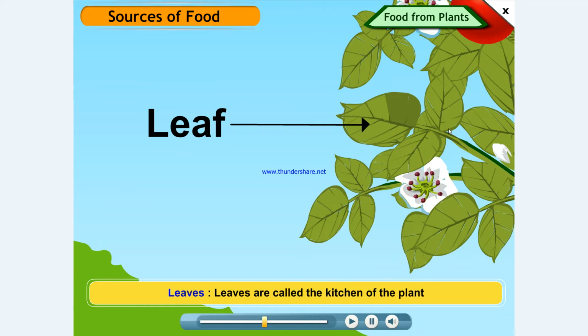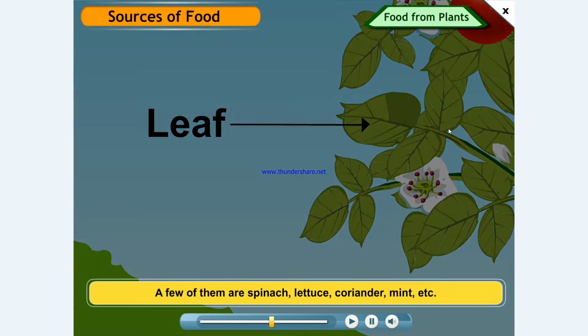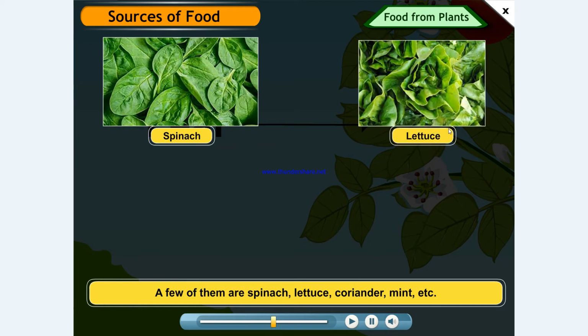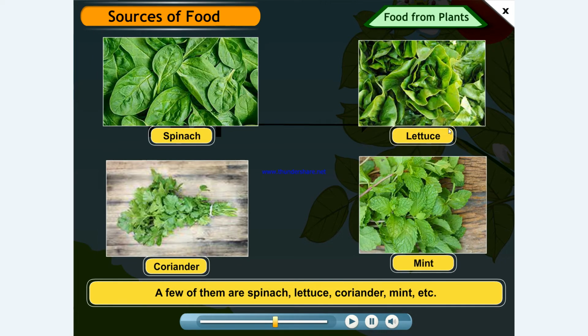Leaves. Leaves are called the kitchen of the plant because they prepare food for the plant. Some leaves are eaten by us. A few of them are spinach, lettuce, coriander, mint, etc.